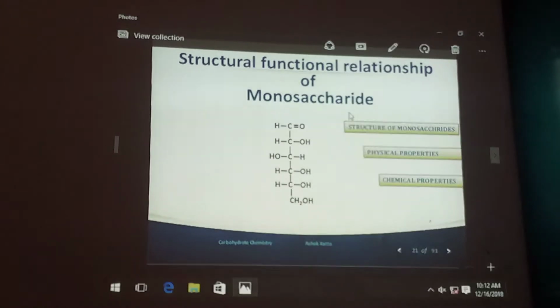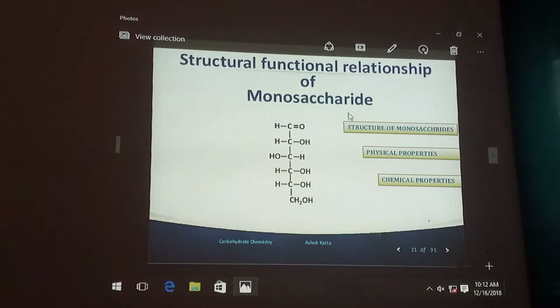We are to discuss the structure and function relationship of monosaccharides today. So this lecture will cover the structure of monosaccharides, their physical properties, and also their chemical properties.